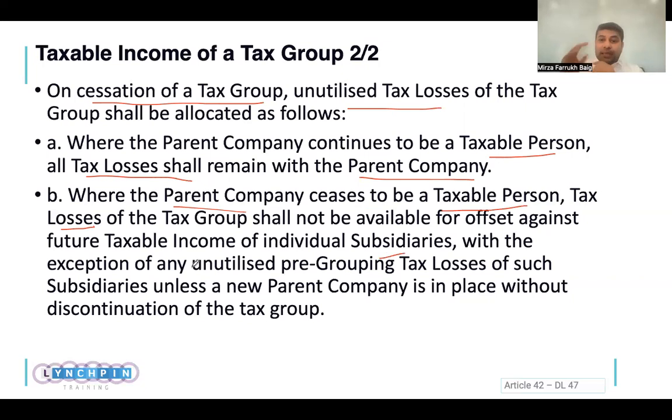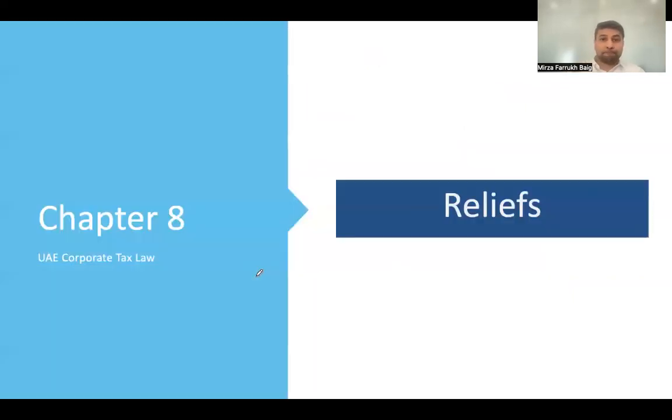Okay, with the exception that if a new parent company joins, without discontinuation of a tax group, we can continue with the absorption of the historical tax losses for the future incomes of the same group. So it's very important where we are selling out or disposing of the groups. We need to understand that if the parent company ceases to exist, we may have a risk that our historical unutilized losses will not be able to offset.